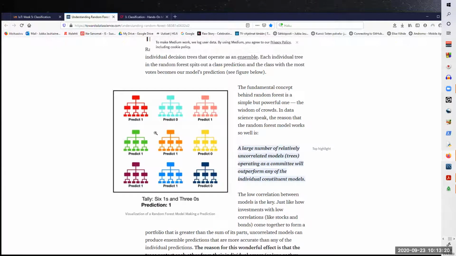So here you see 9 trees of a random forest which predict either 0 or 1. As a conclusion, 6 of these trees predict 1s and 3 predict 0s. So this whole ensemble gives a prediction of 1.